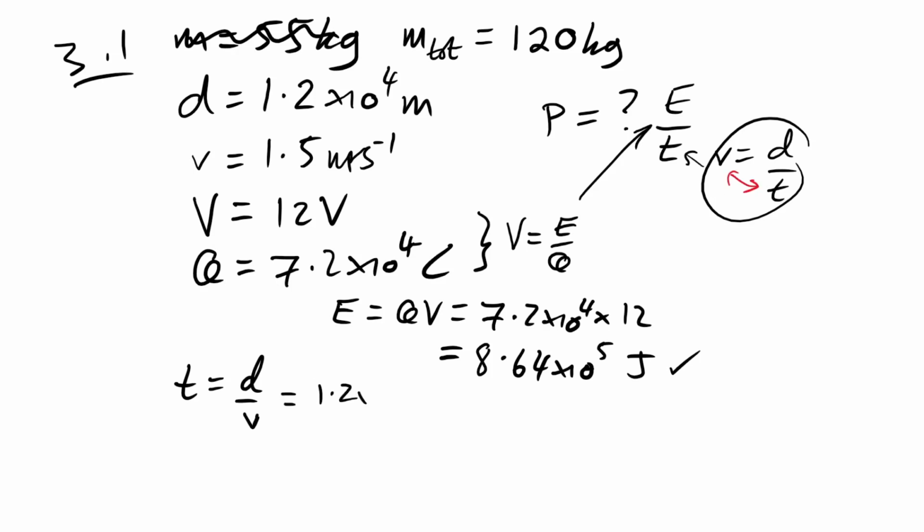So it's 1.2 times 10 to the 4 divided by 1.5. In other words, 2/3 of that. So I can do that in my head. That's just going to be 0.8 times 10 to the 4, or in other words, 8,000 seconds. So we have our time.